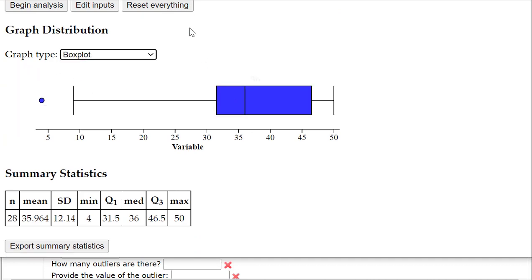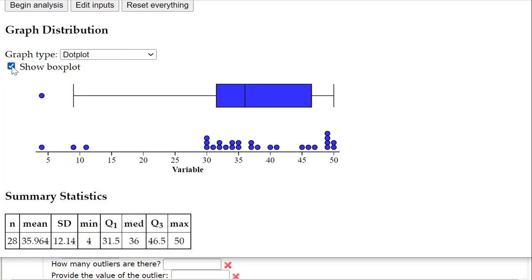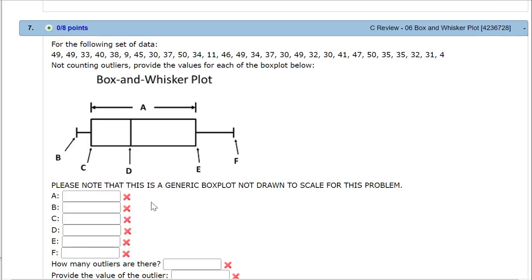There you go. And actually, you can have a dot plot and a box plot at the same time. Did you know that? That's kind of cool. Maybe we'll leave it like that. Okay, so let's go to: not counting outliers, provide the values for each of the box plots below. So point A is the width of the box. So let me go ahead and figure out these other points first.